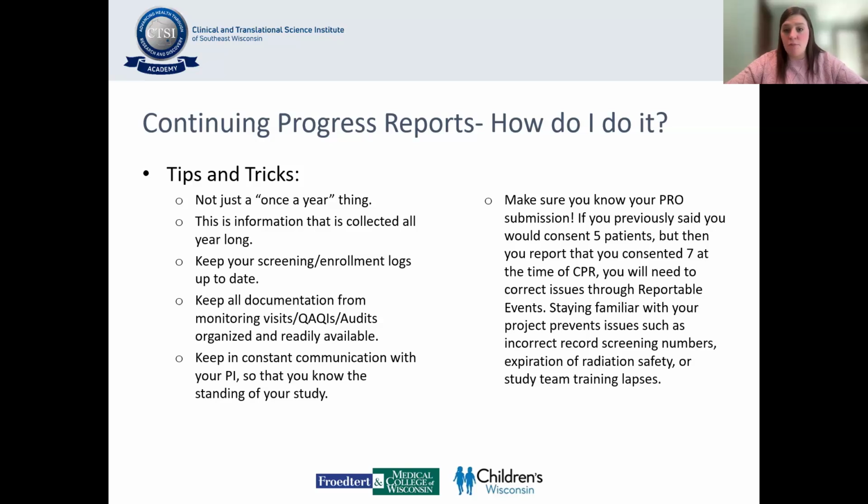And then make sure you know your PRO submission. So if when you initially applied for this study you said you would consent 5 patients, and all of a sudden you go to do your continuing review and you're reporting that you consented 7, you're going to have some issues, because you've consented more patients than you had permission to, which will have to be corrected through a reportable event. So staying familiar with your project prevents issues such as incorrect record screening numbers, expiration of your radiation safety, or study team training lapses. Making sure that you know who's on your PRO and what your PRO contains really prevents a lot of issues from coming up at time of CPR.